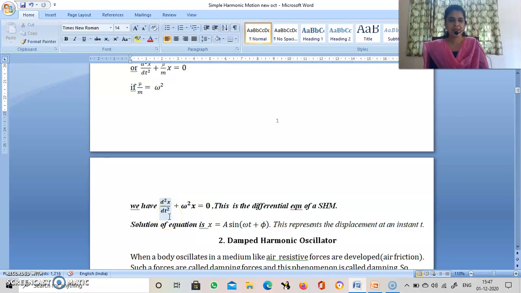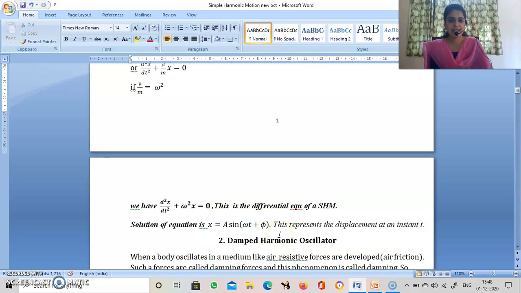So in a simple harmonic oscillator, the only force acting on the system is the restoring force, F equals minus mu x, and that is nothing but mass times acceleration. On rearranging that equation, we arrive at the differential equation of simple harmonic motion, d square x by dt square plus omega square x equals 0, where omega is the angular velocity of the oscillator and it is equal to root of mu by m, or omega square is mu by m. Now, the solution of this differential equation is x equals a sin omega t plus phi.